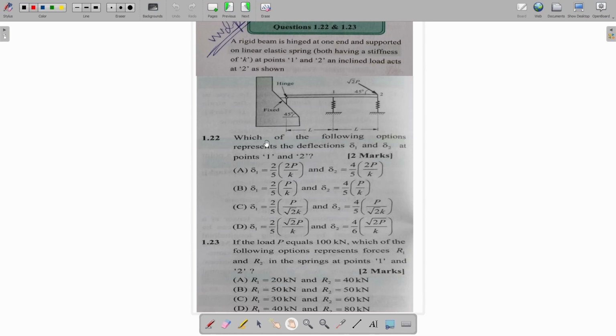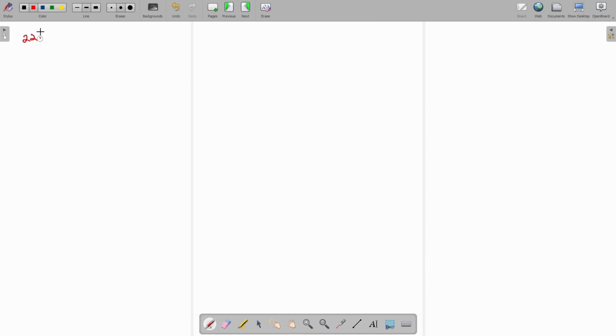What we are required to find is, for question number 22, which of the following options represents the deflections delta 1 and delta 2 at points 1 and 2? Which will be the deflection? Now, for this kind of question, we need to draw the free body diagram again. Question 22 came in the year 2011. First, we need to draw the free body diagram.